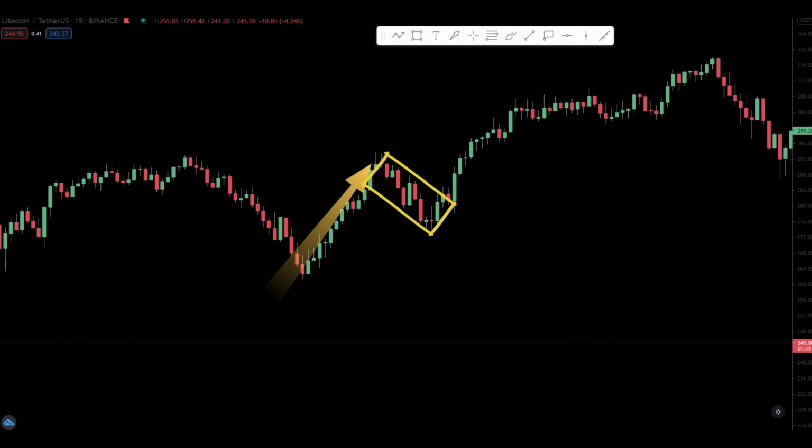If this breakout occurs at a major resistance level or at a moving average, then it could constitute a great entry point into a trade. A second and safer entry point could occur once price action breaks above the upper point of the flag.